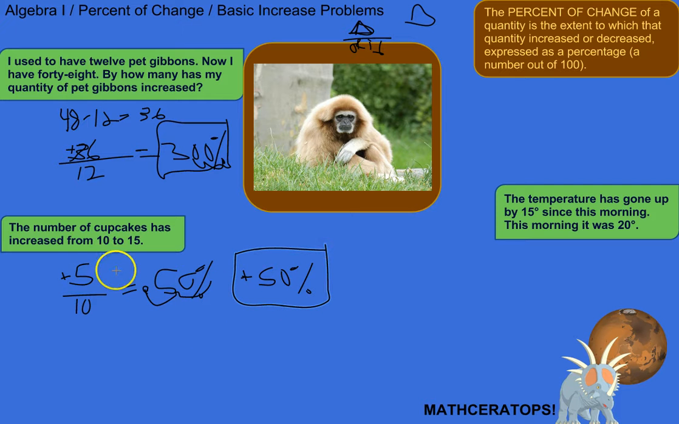In other words, 5 is 50% of 10. So if I were to start with 10, I would say increase this by 50%. What's half of 10? That's 5. Add that to 10, and I get 15.